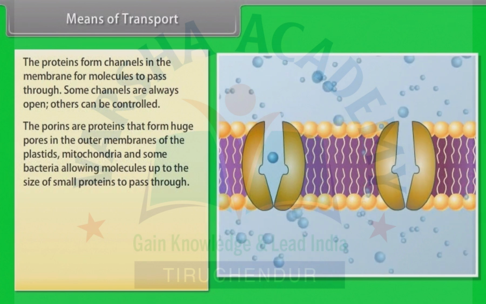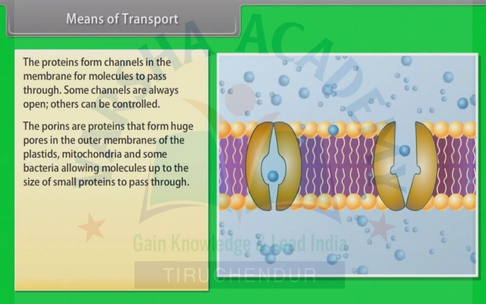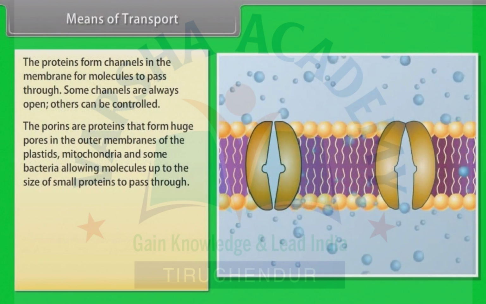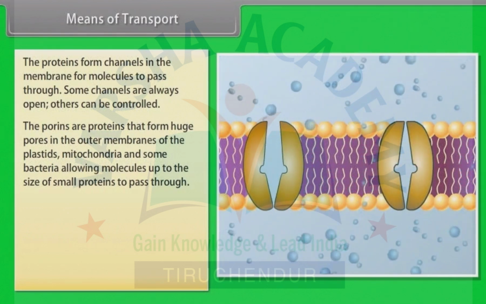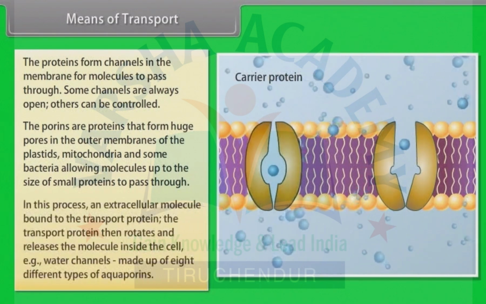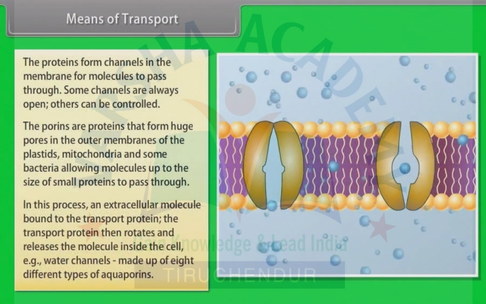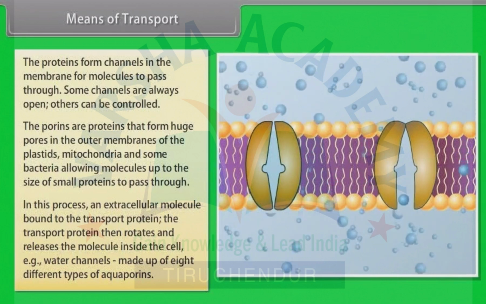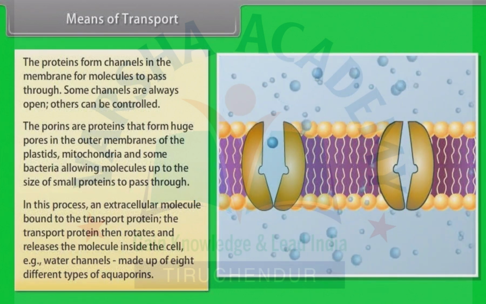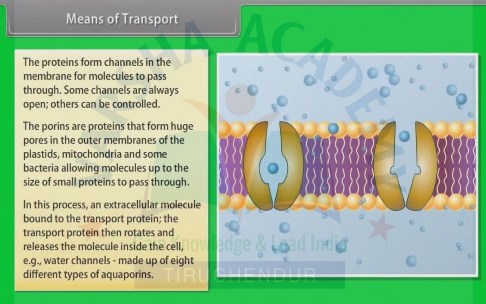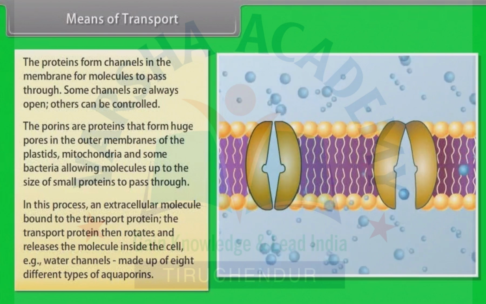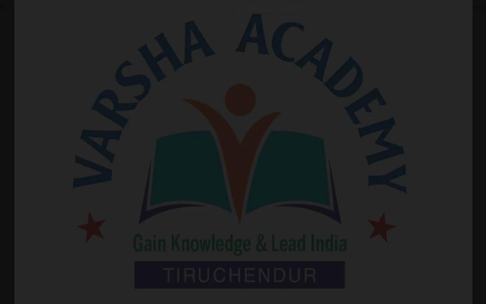The porins are proteins that form huge pores in the outer membranes of the plastids, mitochondria, and some bacteria, allowing molecules up to the size of small proteins to pass through. In this process, an extracellular molecule is bound to the transport protein. The transport protein then rotates and releases the molecule inside the cell. For example, water channels are made up of 8 different types of aquaporins.